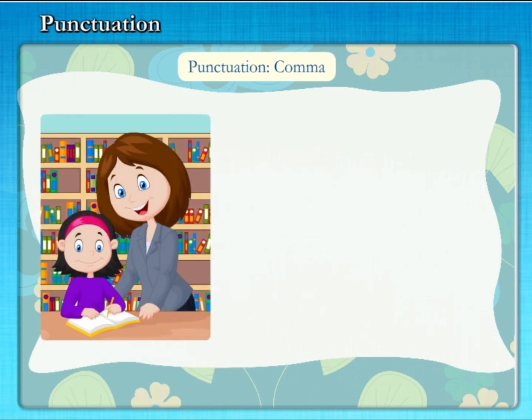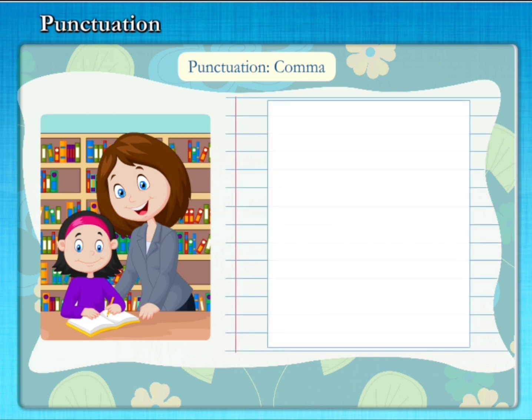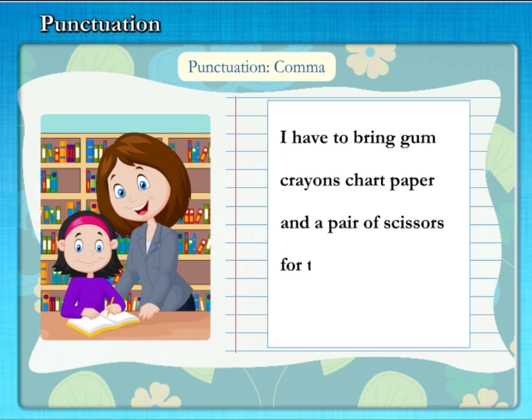My teacher asked me to bring some items for the craft class. She asked me to write them down in my notebook. I wrote, I have to bring gum, crayons, chart paper and a pair of scissors for the next craft class. When my teacher checked my notebook, she said I had made a mistake. What mistake did I make? Oh, I forgot to put commas in my sentence.